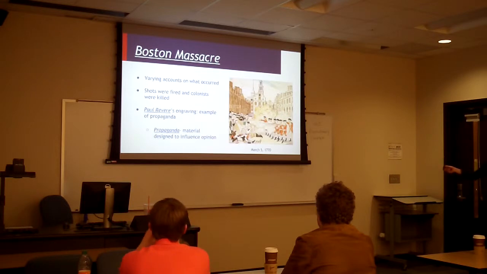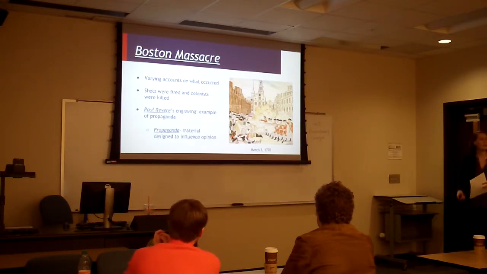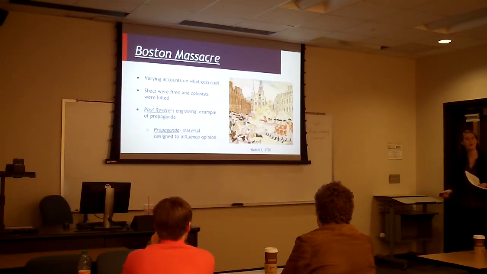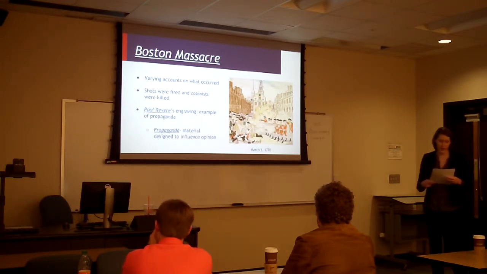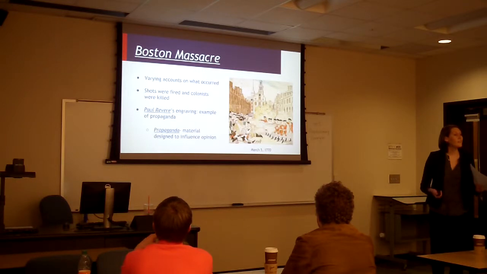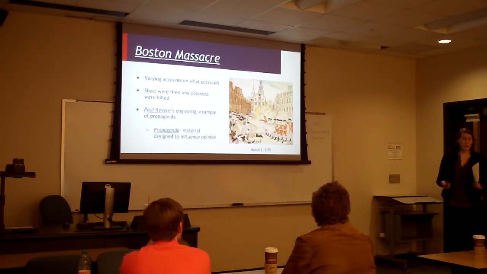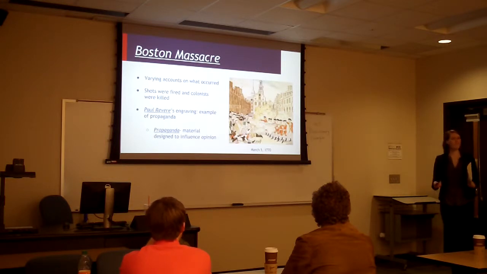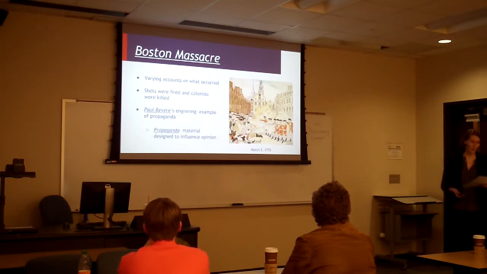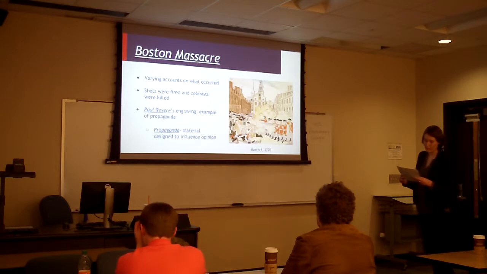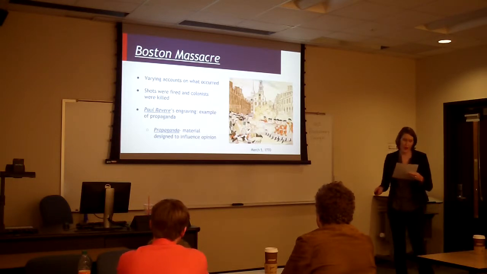So this image that we looked at in our warm-up, what does this show? Does this show an angry mob? No, it doesn't show an angry mob. We also learned that 5 people were killed. 5 people, would we consider that a massacre? Not so much. Maybe. So Paul Revere, we discussed, we know about him, the British are coming.